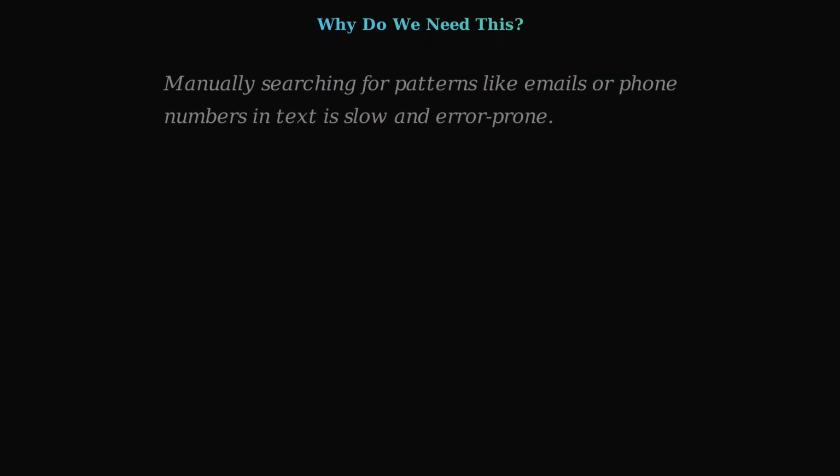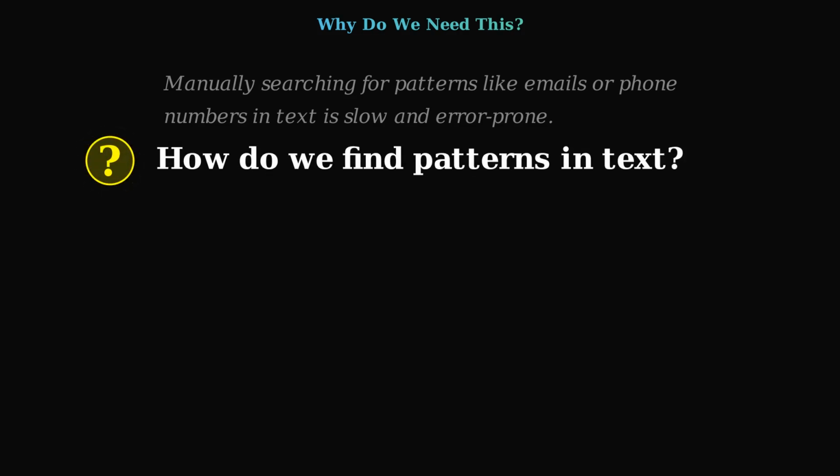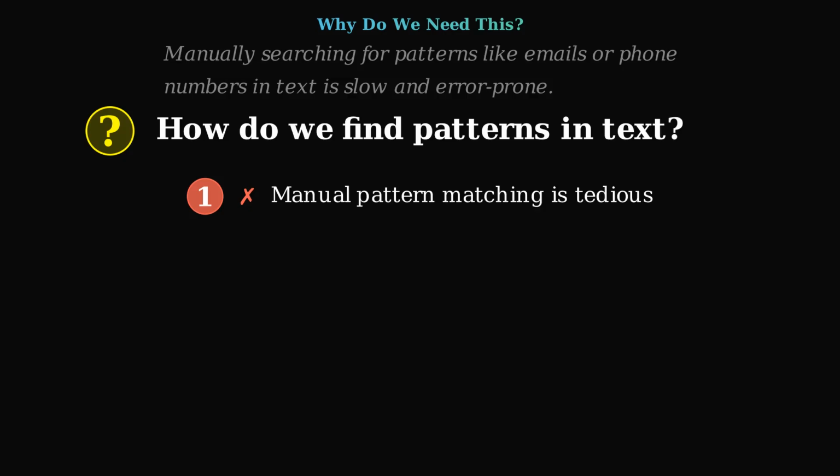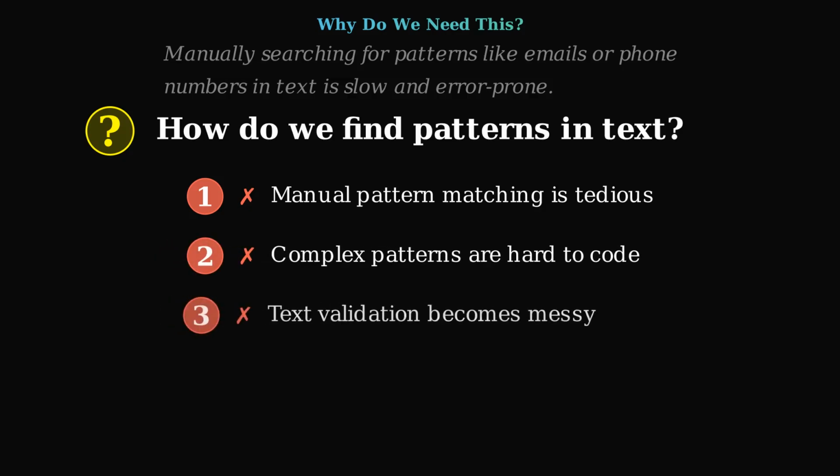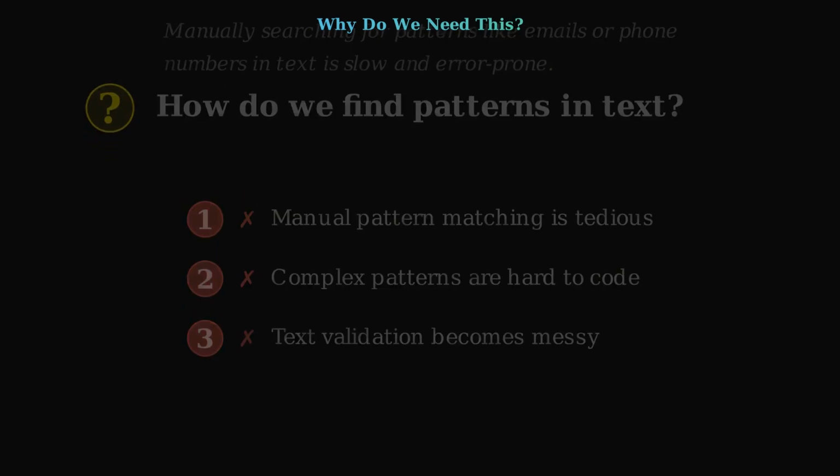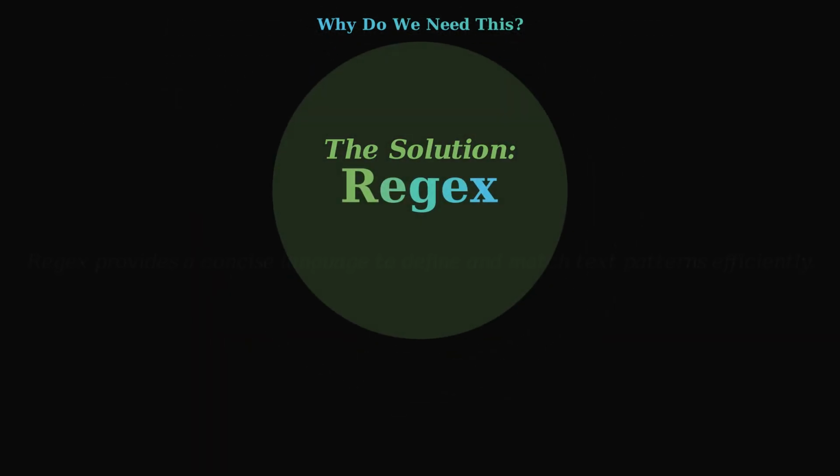Manually searching for patterns like emails or phone numbers in text is slow and error-prone. How do we find patterns in text? Manual pattern matching is tedious. Complex patterns are hard to code. Text validation becomes messy. Regex provides a concise language to define and match text patterns efficiently.